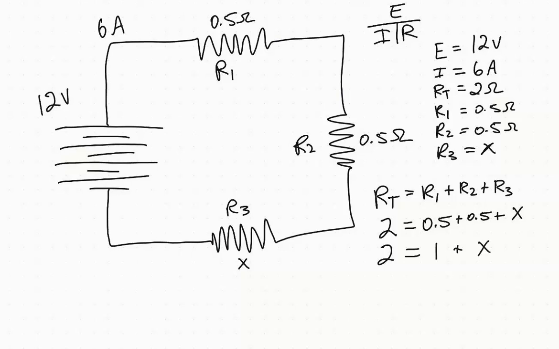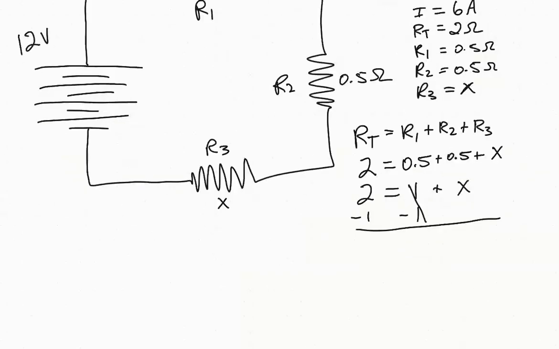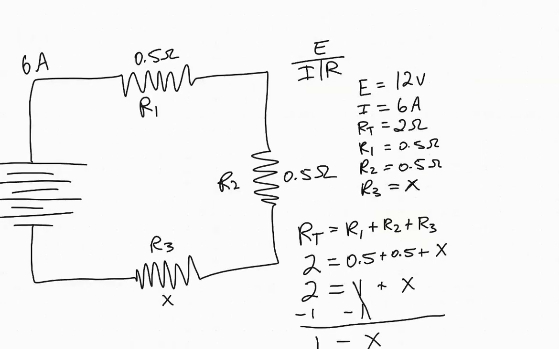Do a little bit of algebra if we want to see it mathematically. I think everyone can see what the answer is at this point right now. But we can subtract 1 from both sides. The 1's cancel out on the right side of the equal sign. As far as 2 minus 1 is 1, and 1 is equal to X. So our answer for R3 is 1. 1 ohm equals R3.